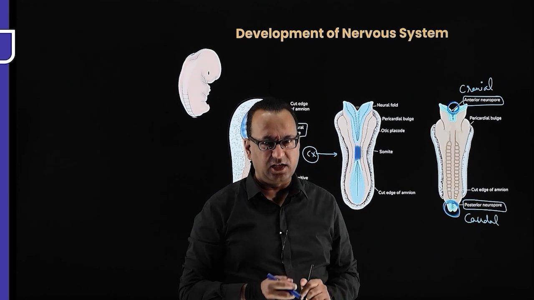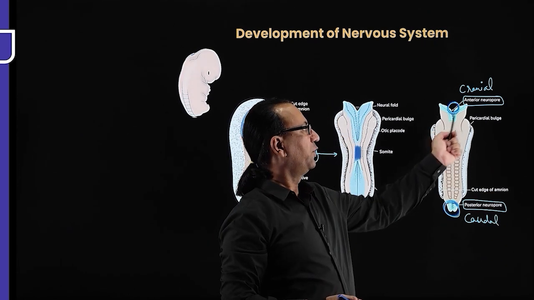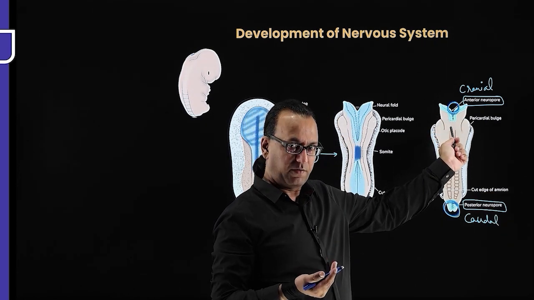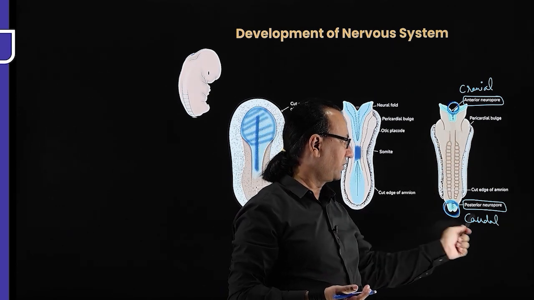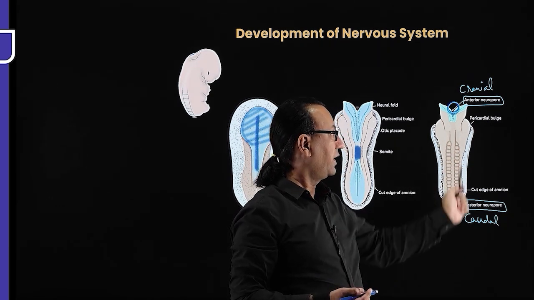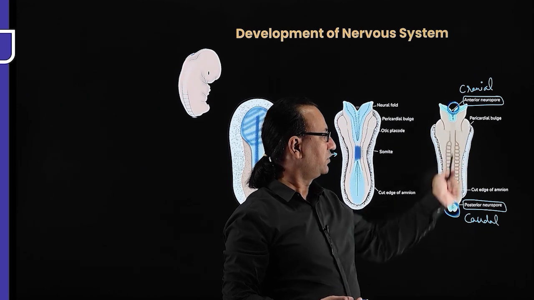So when exactly are they closing? The anterior neuropore closes at day number 25 of development, and the posterior will close after 3 days, day number 28. We'll be drawing a similar diagram and discussing the neural tube defects as well.